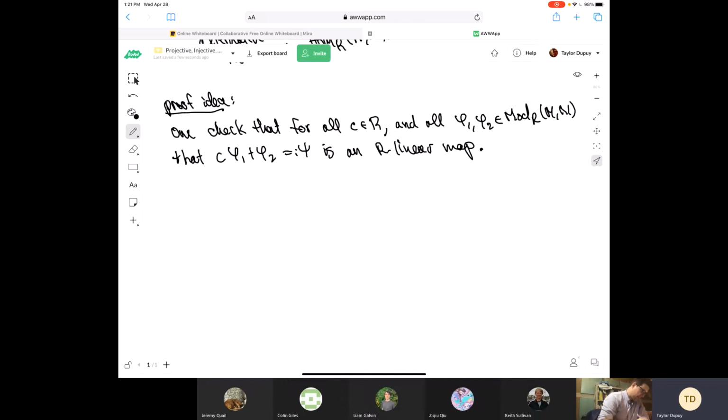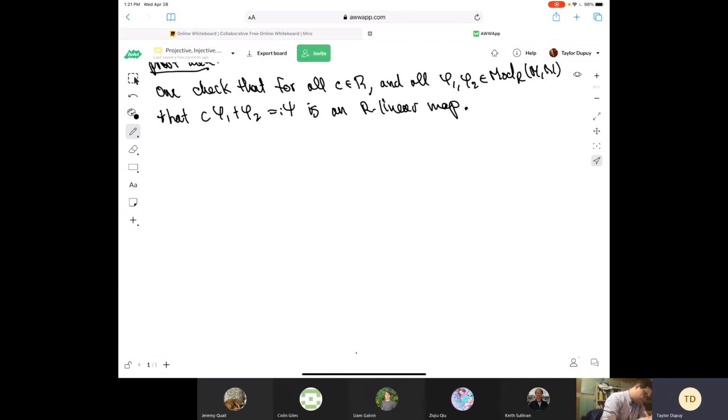Okay, so we want this to be an R linear map. And so here, psi of m is defined pointwise. So you do phi 1 of m plus phi 2 of m, for m in M. So the addition definition is pointwise.